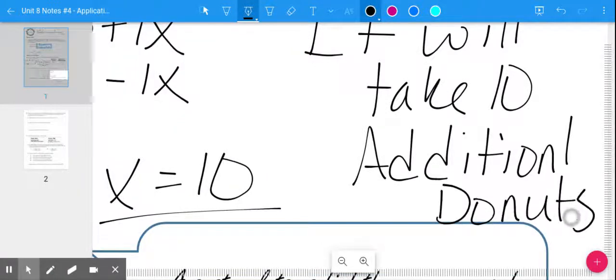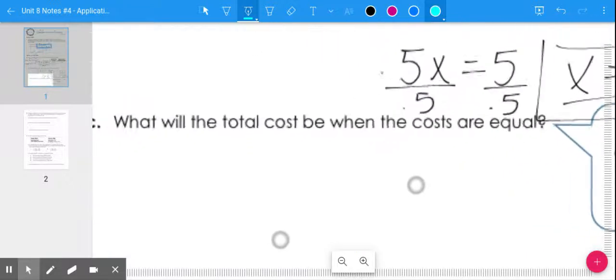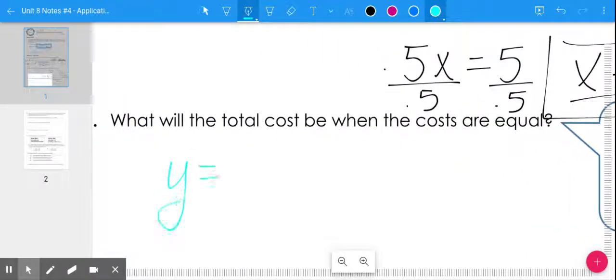All right. And so then part C says, what will the total cost be when the costs are equal? So right here, we know it takes 10 donuts, or we know that our x is 10 whenever the costs are equal. So we can take that 10 and plug it in for one of the x's. We're just going to use this bottom one right here because I'd rather use the one without the decimal. So we're going to have y is equal to, I'm just going to rewrite the equation, 15 plus 1x.